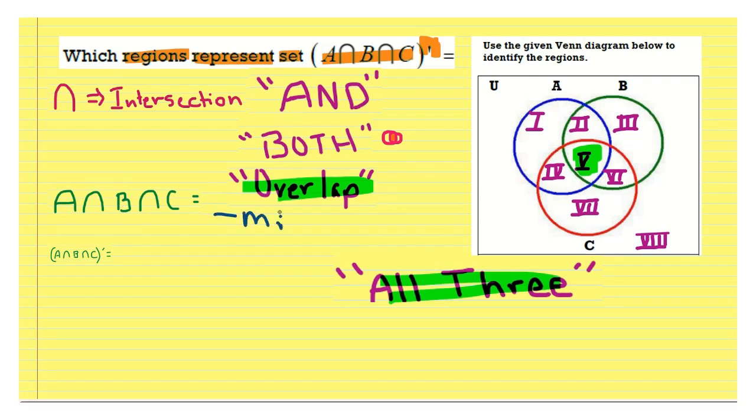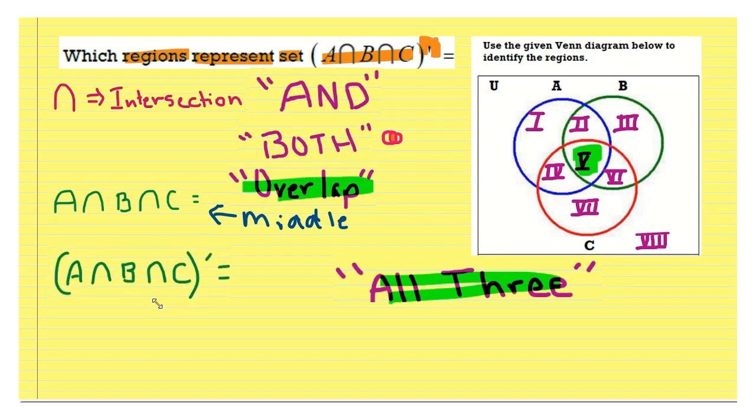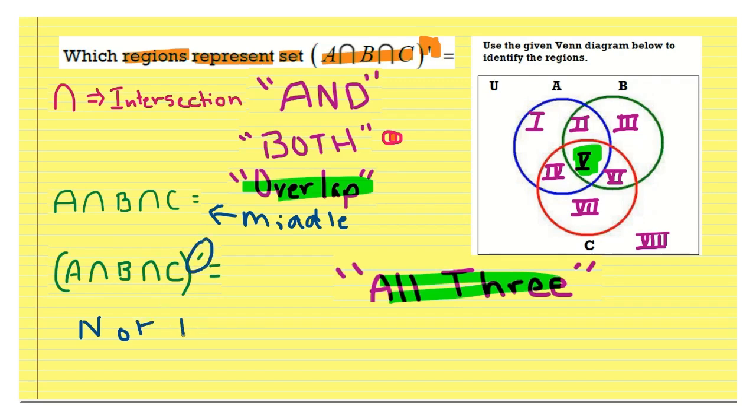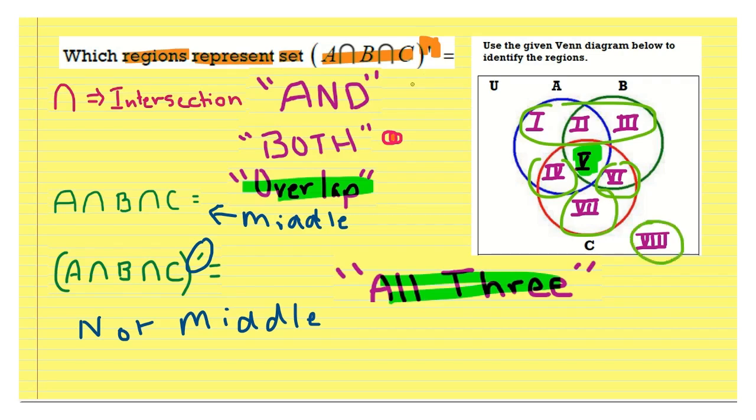This is going to be the middle, but our actual question is the middle prime, which means not the middle. It's like this little prime means not the middle. So therefore, I would want to choose everything that is not in the middle. That would include 1, 2, and 3, and 4, and 6, and 7, and 8.